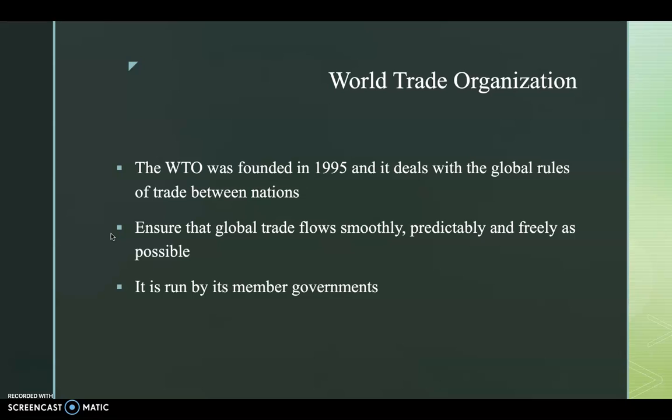Lastly, the World Trade Organization. The WTO was founded in 1995 and it deals with the global rules of trade between nations. Its main function is to ensure that global trade flows as smoothly, predictably, and freely as possible. It is run by its member governments. All major decisions are made by the membership, either by ministers or by their ambassadors or delegates. The meetings are held in Geneva and decisions are made by consensus.